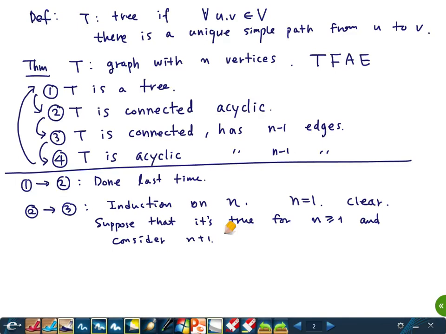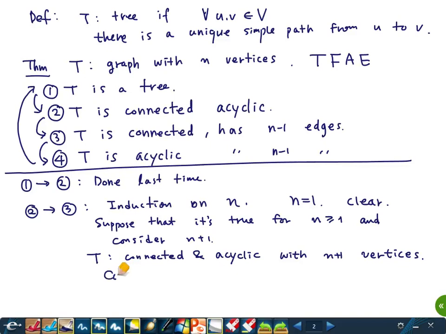All right, so we consider T connected and acyclic with n plus 1 vertices. Oh, yeah, I keep mixing edges and vertices. So T is connected and acyclic with n plus 1 vertices. Okay, what happens?